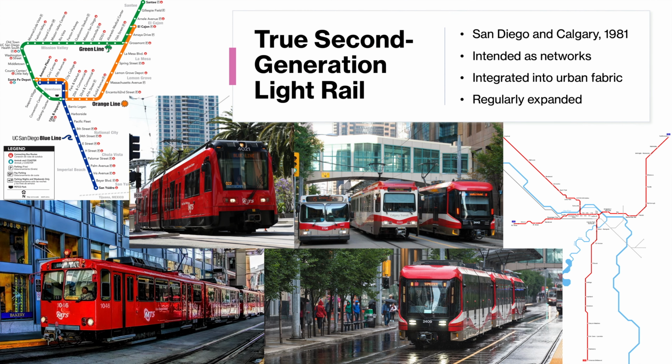But 4 years later, we finally get true second-generation light rail, both Calgary and San Diego opening in 1981. And these are a little bit different in that they were intended as networks from the start, they were much better integrated into the urban fabric, and they were also regularly expanded up until just a few months ago for San Diego. And these are much more incredibly successful systems.